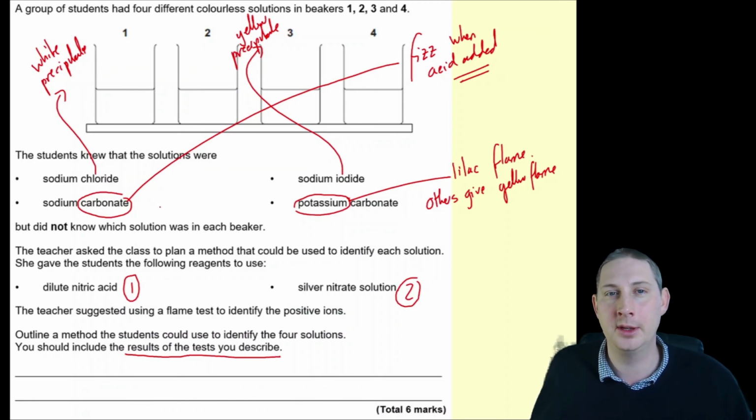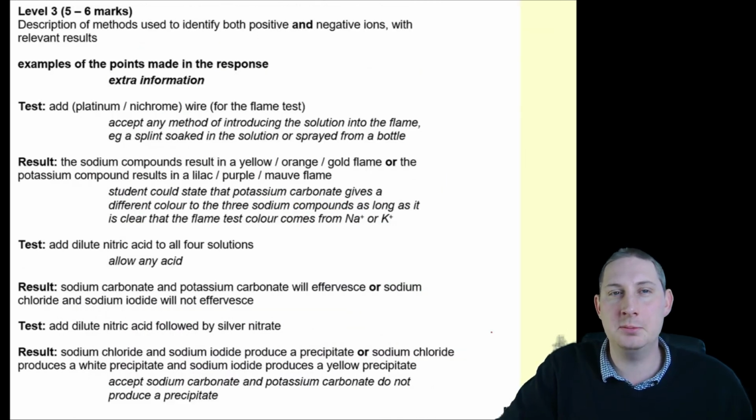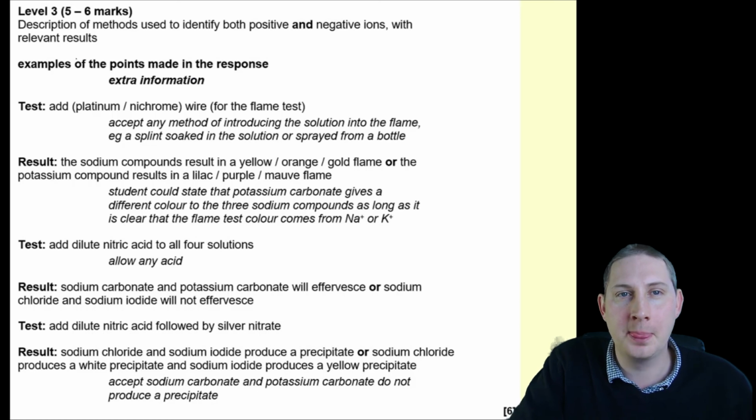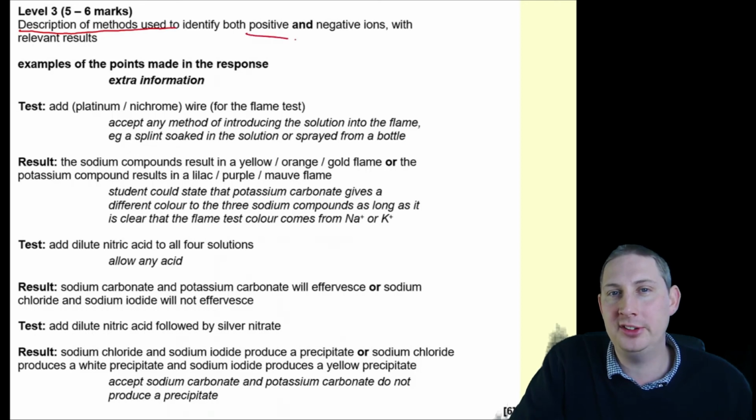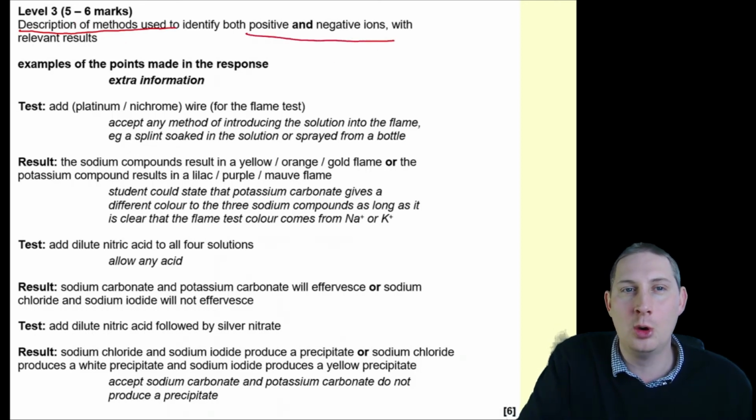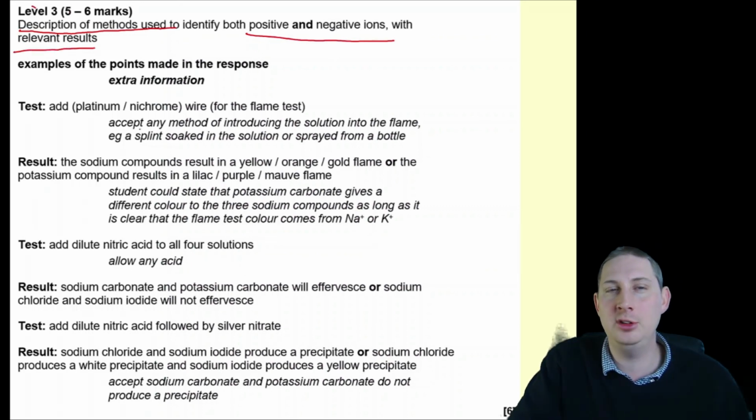That's okay. Okay, so here's the mark scheme. For a level 3, 5 or 6 marks, which is where you should all be aiming, description of the methods used is essential to identify positive and negative ions with relevant results. So have you done all of that? Have you described the methods? Have you identified positive and negative ions? Have you given the results?